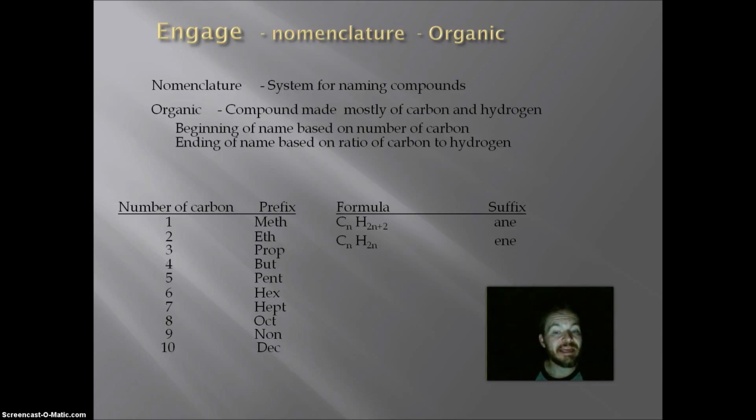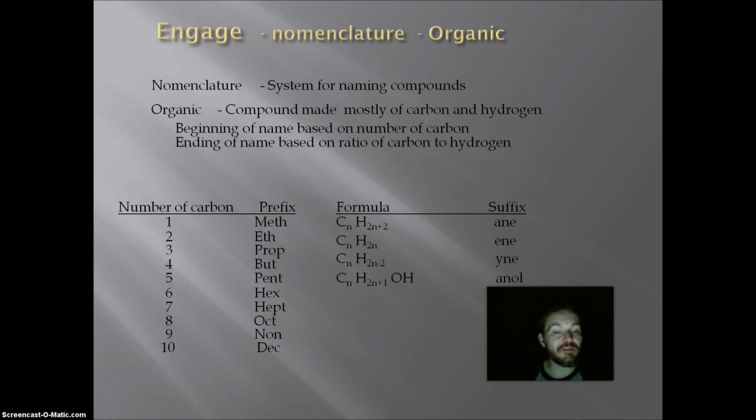If we have CnH2n, then it's an ene ending. So if I had 4 carbon, 2 times 4 is 8. So the formula C4H8 would be butene. If I have 2N minus 2 hydrogen, then I get an ine ending. YNE is pronounced ine. So if I had C4H6, then I would be butine.